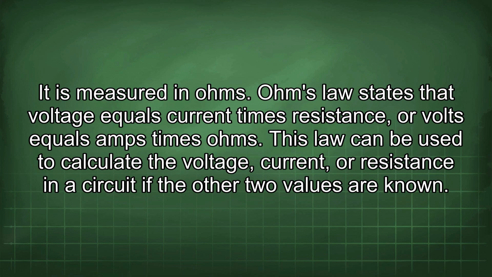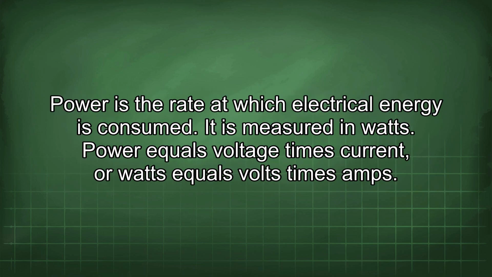Ohm's law states that voltage equals current times resistance, or volts equals amps times ohms. This law can be used to calculate the voltage, current, or resistance in a circuit if the other two values are known. Power is the rate at which electrical energy is consumed.